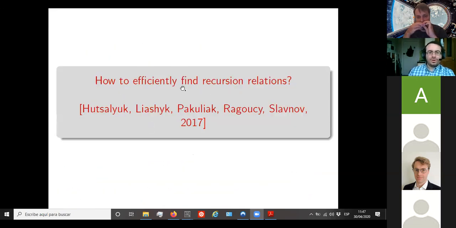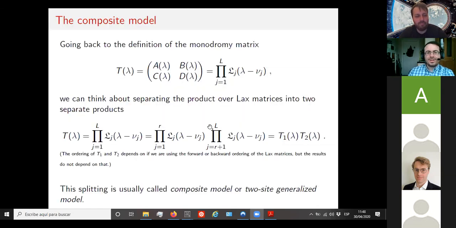So let me go to how to compute these recurrence relations. This is based on this paper, where the answer is already there. So you can interrupt me if I say something weird. The idea is taking the definition of the monomial matrix as a product of Lax matrices and splitting the product into two different products. So I can write my monomial matrix as the product of two smaller monomial matrices. This is usually called the composite model or the two-site generalized model.